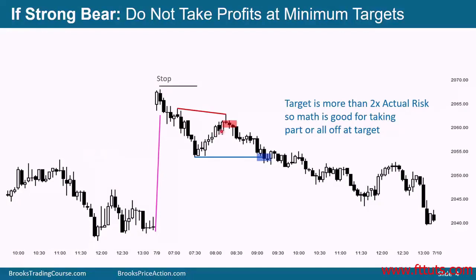As I said, the actual risk was tiny. It's from your entry price, one tick below this bar, to one tick above that bar. That's all you had to risk to take this trade. You did not know that when you put the trade on, but once the trade starts to go your way, you do know that your actual risk was very, very small.